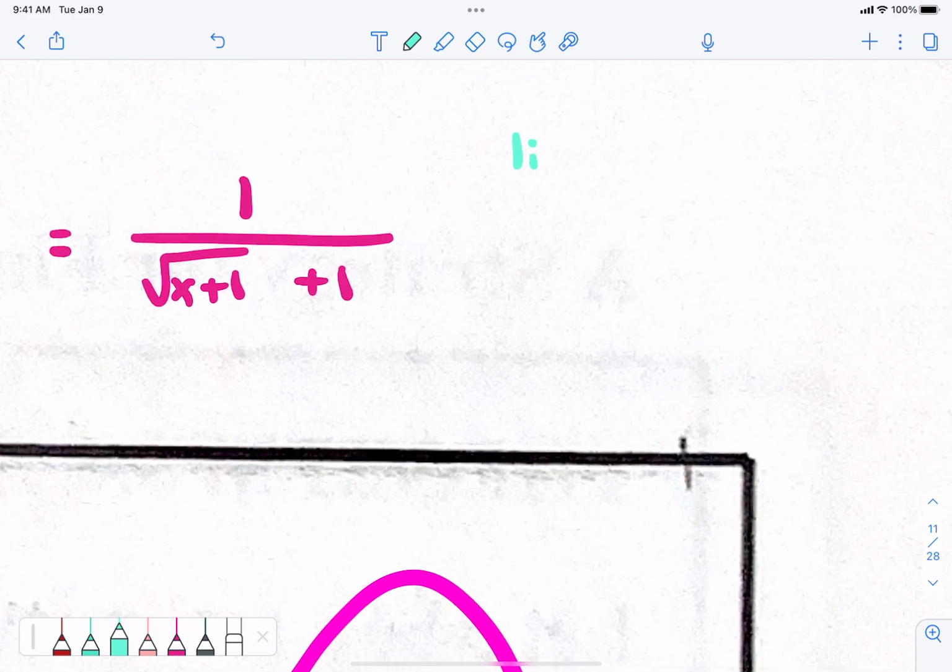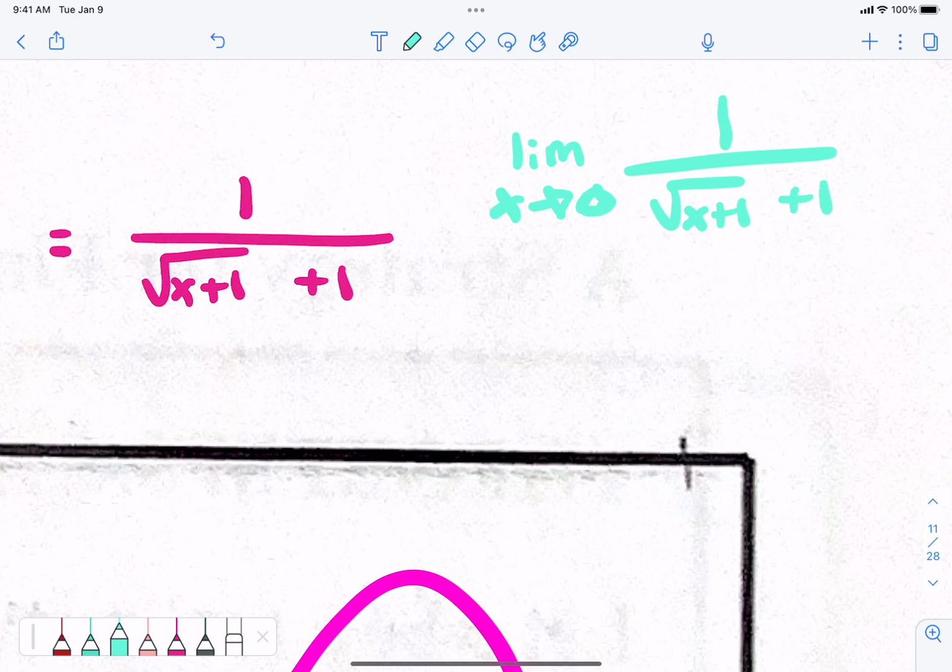So I want to do the limit as x goes to 0 of 1 over the square root of x plus 1, plus 1. I want to plug 0 in. Now can I plug 0 in and have it be legal? Wouldn't there be a problem in the bottom? But after I get it looking like that, it won't end up being 0 on the bottom here.